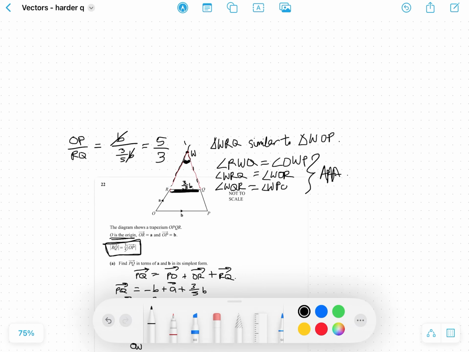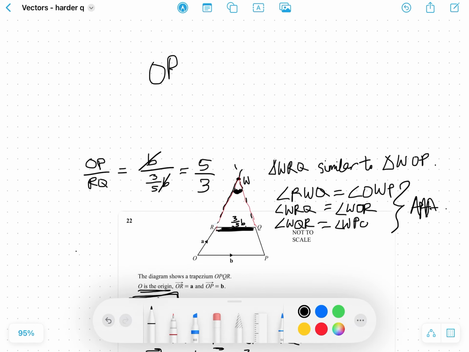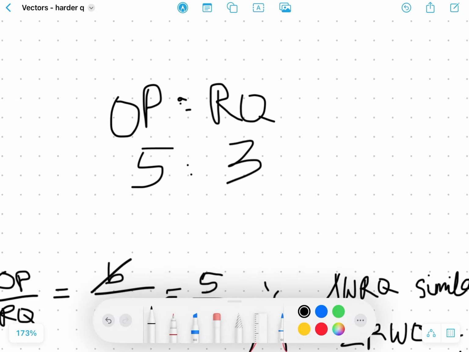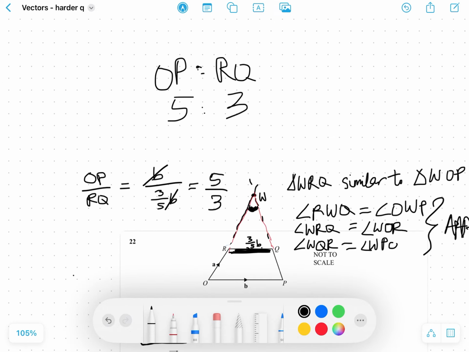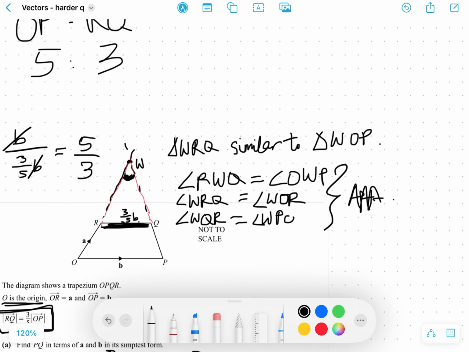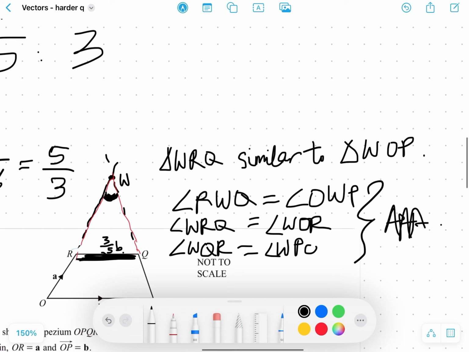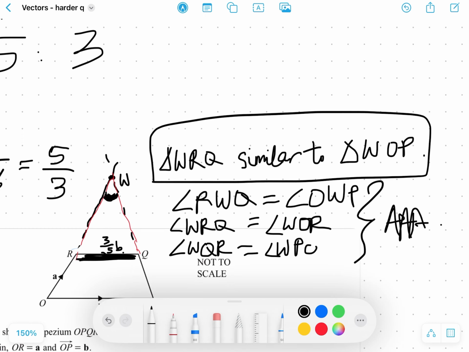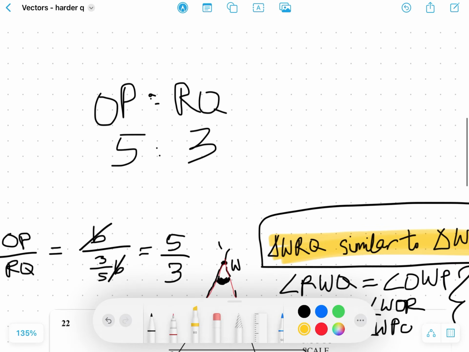Therefore, we've got OP to RQ as being 5 to 3. So now that we have one pair of sides with their ratio, we know that since it's similar, these two triangles are similar. We have the ratio of all the sides as 5 to 3.